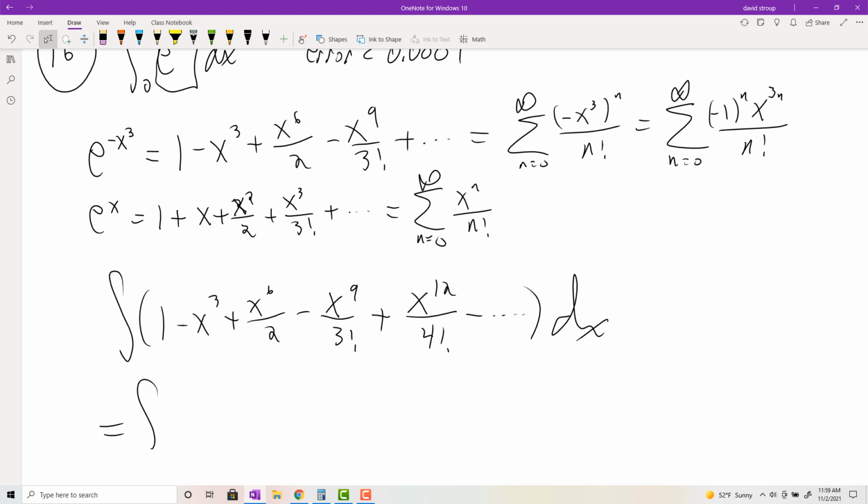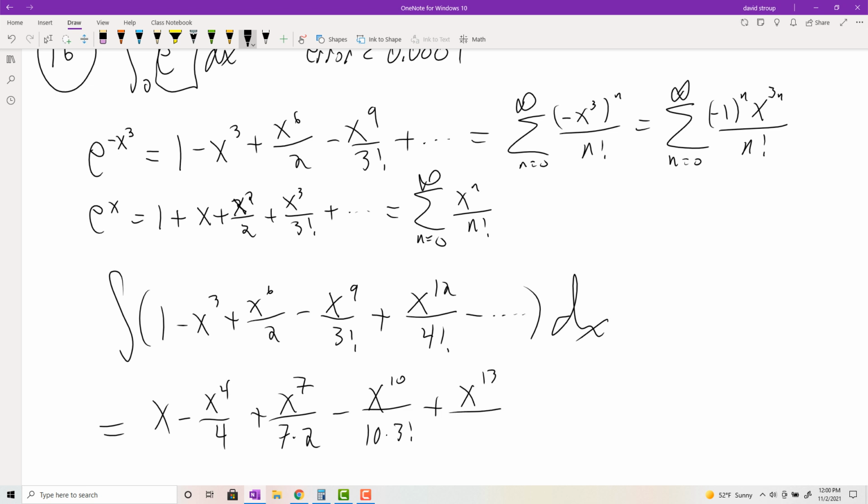So integrate term by term. That will give you x minus x to the 4th over 4 plus x to the 7th all over 7 times 2 minus x to the 10th all over 10 times 3 factorial plus x to the 13th over 13 times 4 factorial minus x to the, I guess it'll be 16th all over 16 times 5 factorial plus dot dot dot. And I need to evaluate this from 0 to 1.